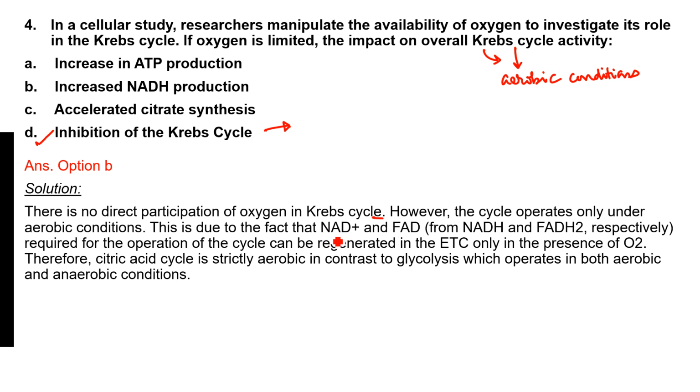This is due to the fact that NAD plus from NADH and FAD from FADH2, required for the operation of the cycle, can be generated in the electron transport chain only in the presence of oxygen. Therefore, the citric acid cycle is strictly aerobic, in contrast to glycolysis, which operates in both aerobic and anaerobic conditions. So this is clear, right? That is why oxygen is required for the functioning of the Krebs cycle.